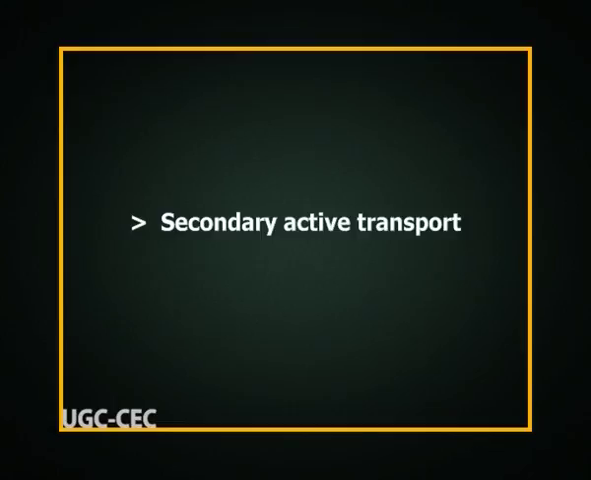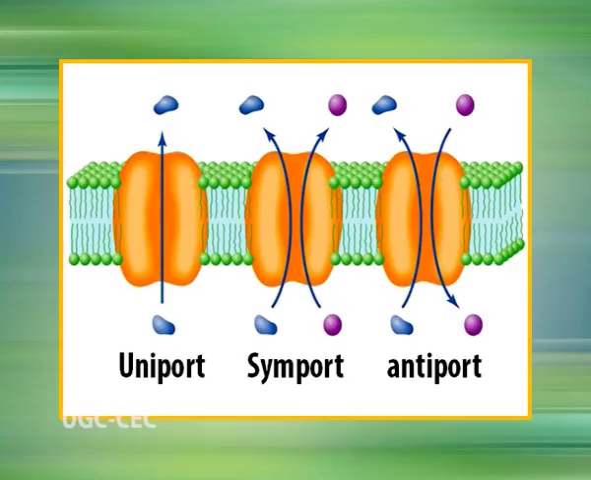Now, secondary active transport. It occurs when endergonic, that is uphill transport of one solute, is coupled with the exergonic, that is downhill flow of a different solute that was originally pumped uphill by the primary active transport. Secondary active transport is either symport or antiport, depending on whether the two solutes move in the same or opposite direction. The common example of secondary active transport is the symport of Na+ and glucose.